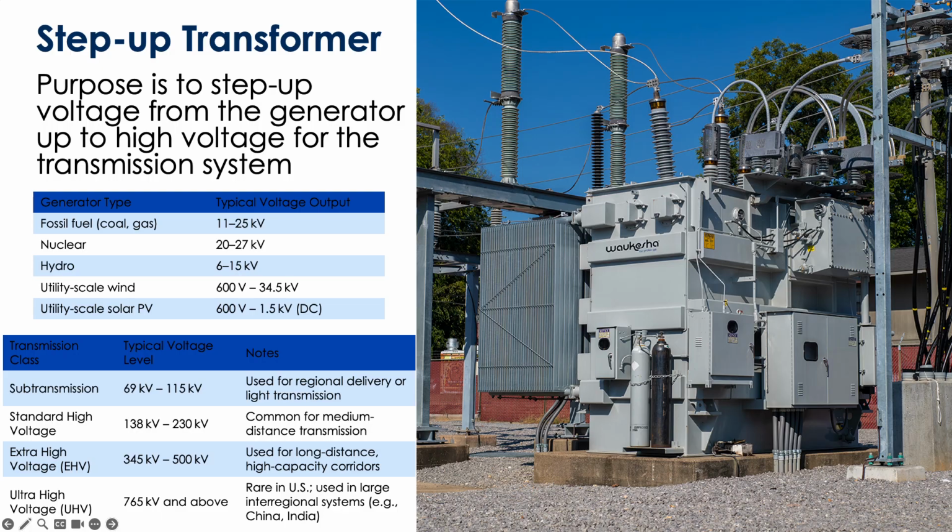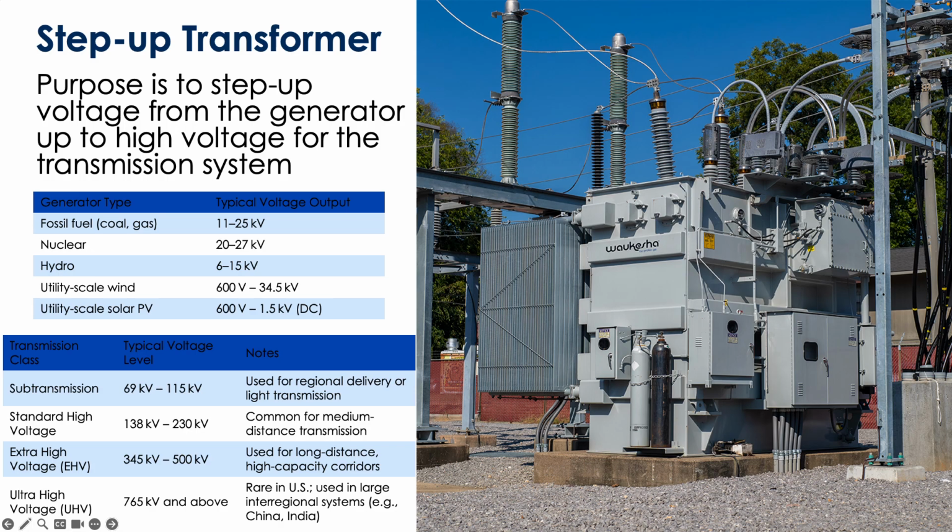So we do talk about different transmission classes across that range that I was talking about. So 69 kilovolts up to 700 plus kilovolts. Sub-transmission is 69 kilovolts to 115. That's for regional delivery, light transmission. Standard high voltage is 138 to 230, and that's for longer distances. And then extra high voltage, 345 to 500 kV. Those are for very, very long distances.